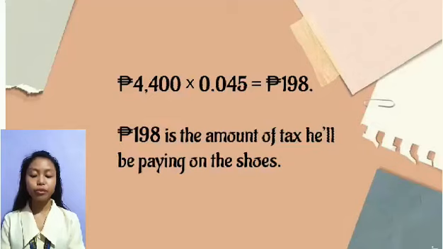And then we will multiply the 4,400 pesos by 0.045 to get 198 pesos. Therefore, 198 pesos is the amount of tax he will be paying on the shoes.